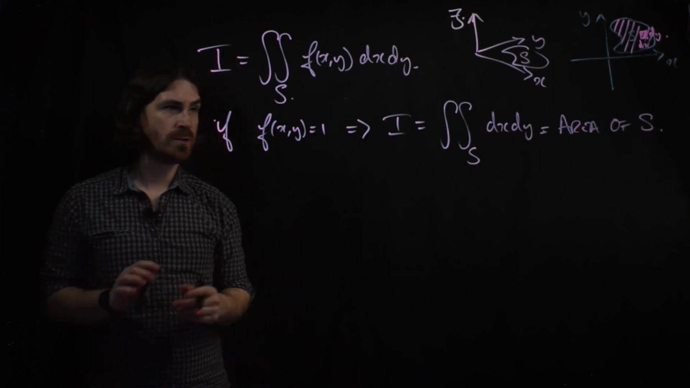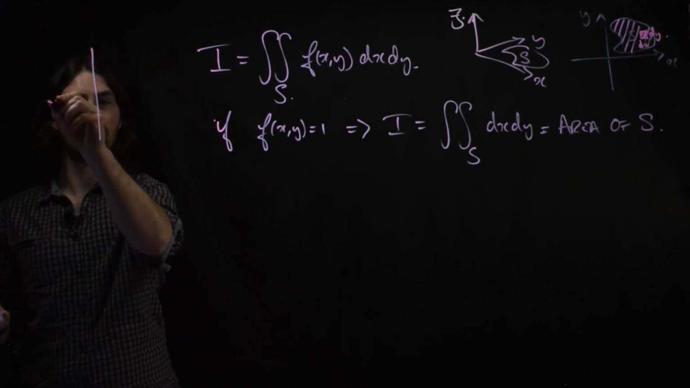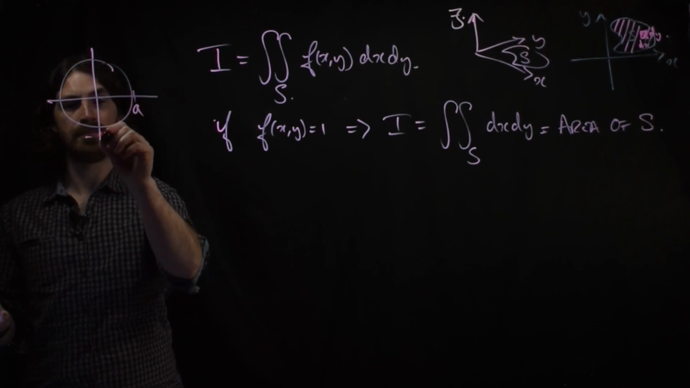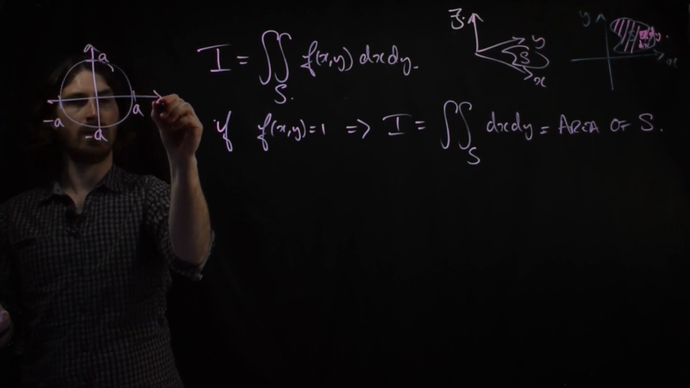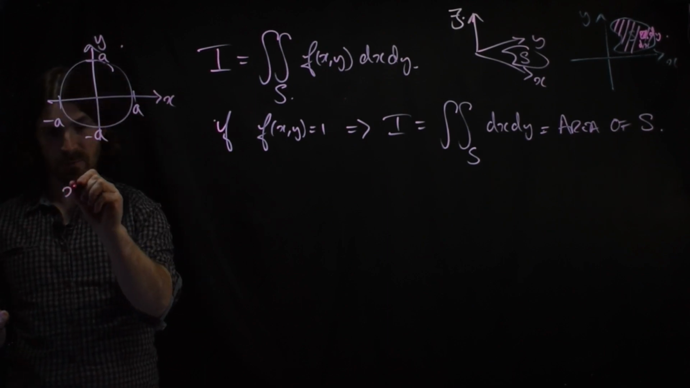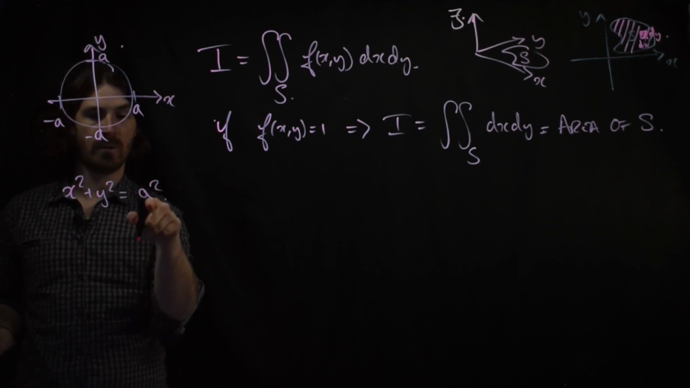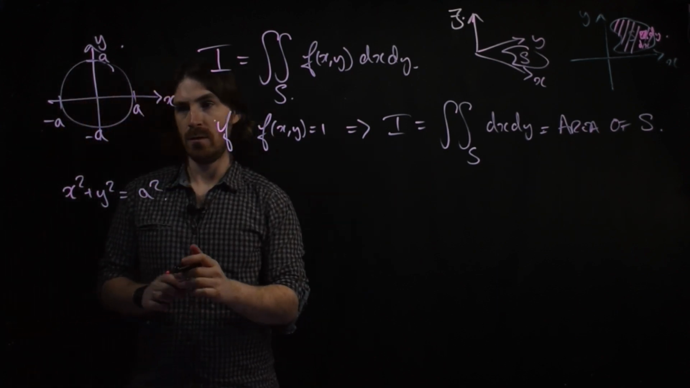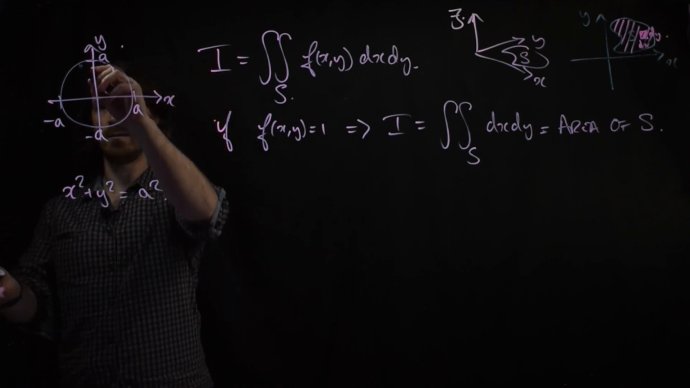Okay, so what's the area of a circle? So here's a circle of radius a in the x and y plane. And remember, the equation for our circle is that x squared plus y squared equals a squared, where a is the radius of the circle. So the region that we want to take, our S, is the circle.